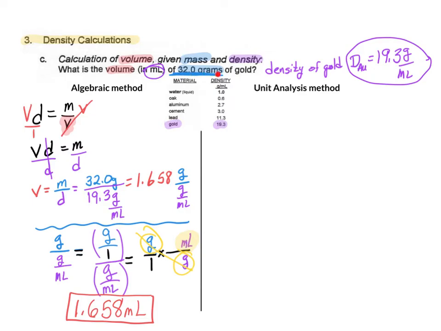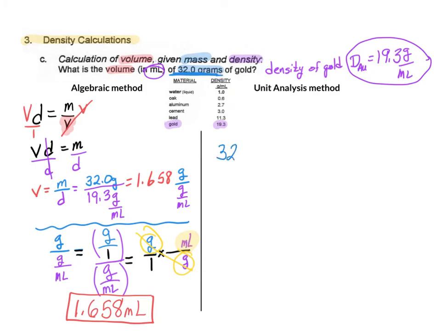When we're doing unit analysis, again, you have a choice of where to start. Always start with the one that is not a ratio. Notice the 19.3 grams per milliliter is a ratio of grams to milliliters. So the best place to start this problem is with our 32 grams of gold.